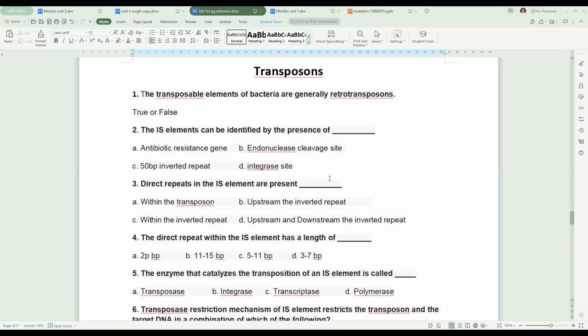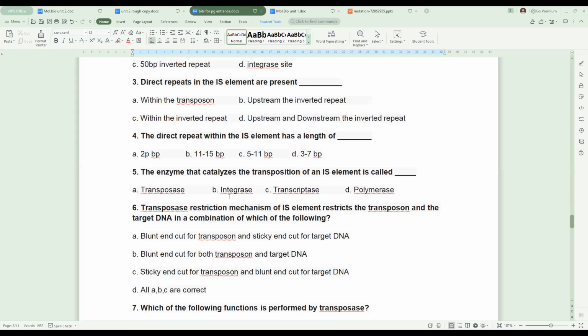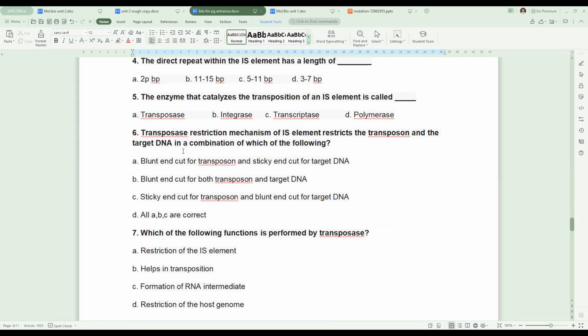Next, the enzyme that catalyzes the transposition of an IS element is called what? Transposase. Very nice, transposase is the answer. Next, the restriction mechanism of an IS element cuts the transposon and the target DNA in which combination? Blunt end cut for transposon and sticky end cut for target DNA. Blunt end cut for both transposon and target DNA. Sticky end cut for transposon and blunt end cut for target DNA.